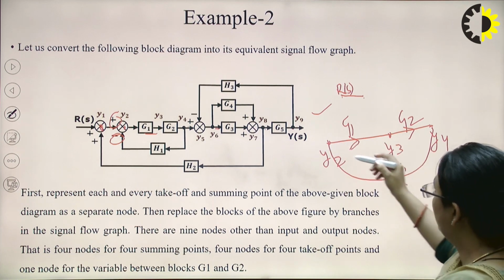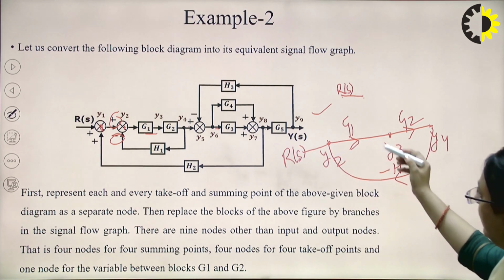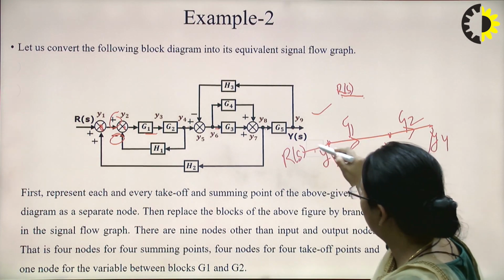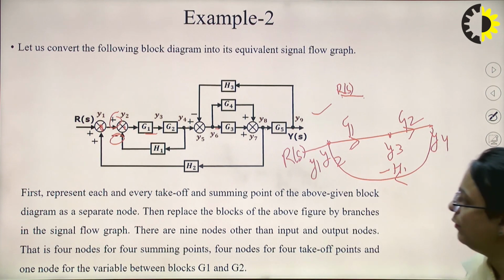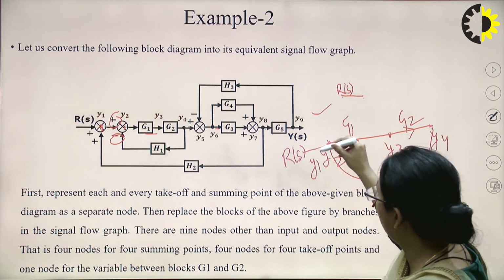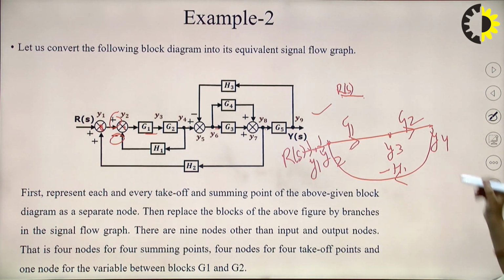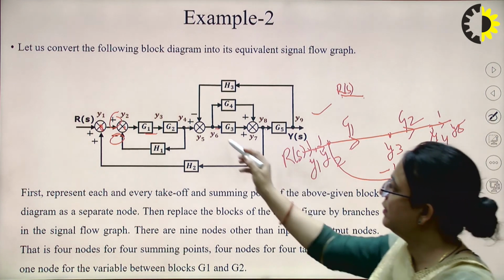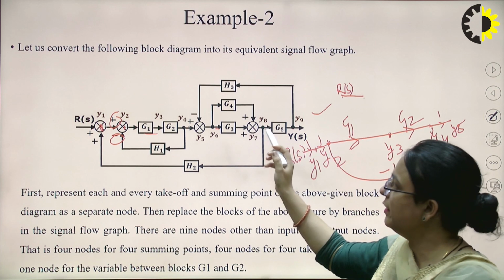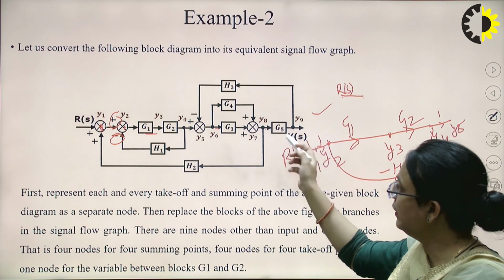Then we have this R(s). Okay, sorry, R(s) is coming to this Y1, another node. Y1 is a node, and the gain between R(s) and Y1 is 1, and the gain between Y1 and Y2 is also 1. Now coming to Y4 and Y5, the gain is again 1. Then from Y5 to Y6 again the gain is 1. Between Y6 and Y7 the gain is G3. From Y7 to Y8 the gain is again 1, and between Y8 and Y9 the gain is G5.